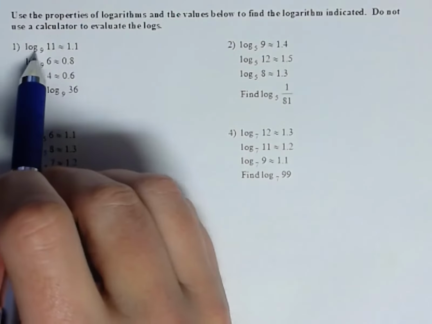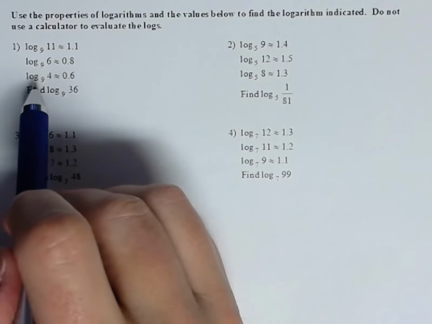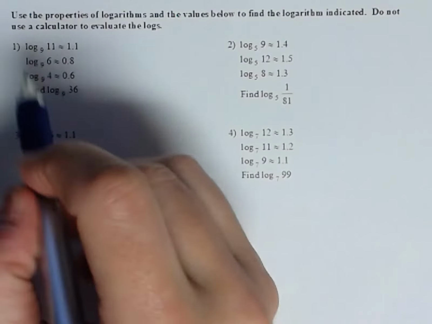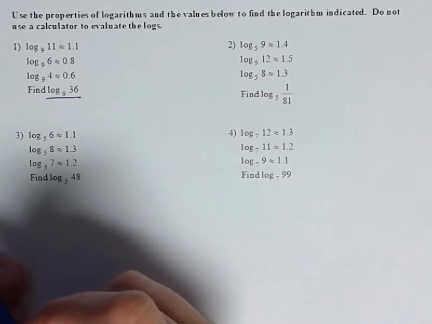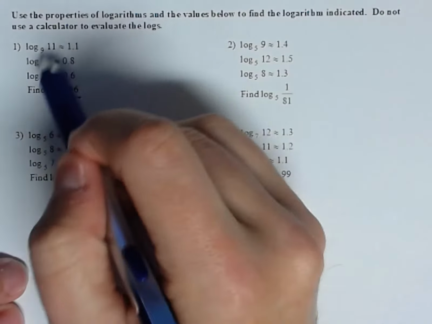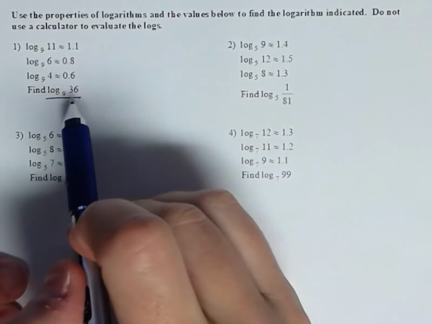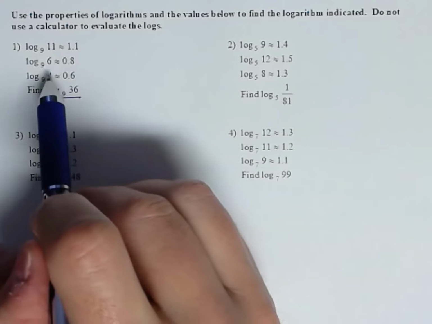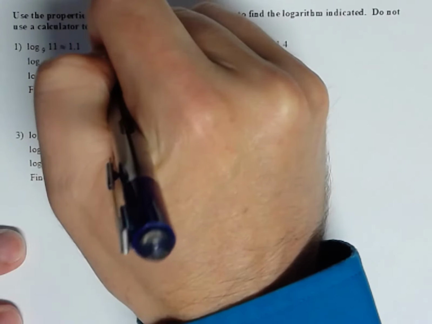So they give us the log base 9 of 11, log base 9 of 6, log base 9 of 4, and they say, what is the log base 9 of 36? Well, we want to use something they've given us to figure that out. They told us the log base 9 of 6. So I'll just write it here to the side.